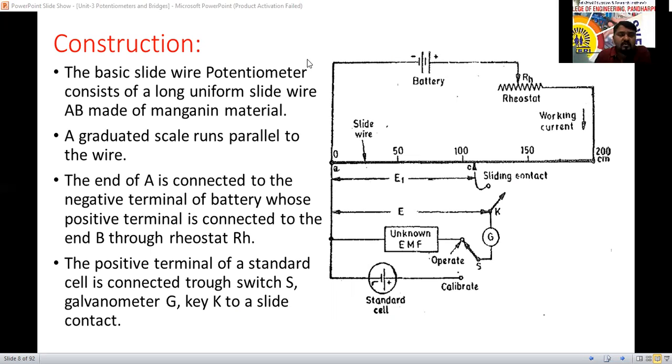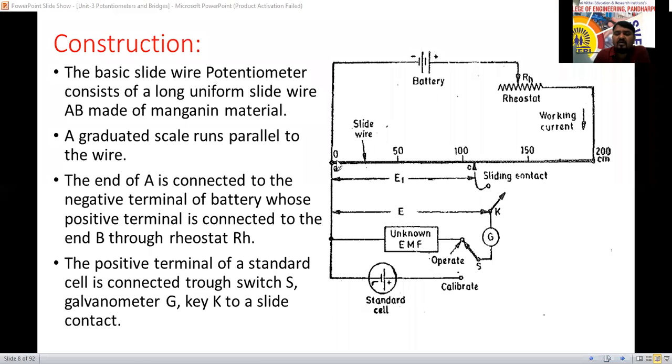The basic slide wire potentiometer consists of a long uniform slide wire AB made of manganese material. A graduated scale runs parallel to the wire. Where is the scale here? This is the scale: 0, 50, 100, 150, 200. It is drawn parallel to the wire, and this is the scale we are going to use here.